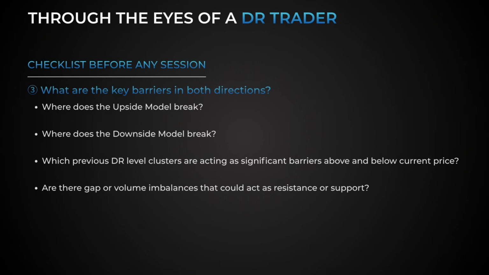3. What are the key barriers in both directions? Where does the upside model break? Where does the downside model break? Which previous DR level clusters are acting as significant barriers above and below current price? Are there gap or volume imbalances that could act as resistance or support?